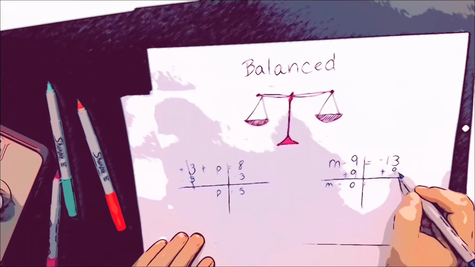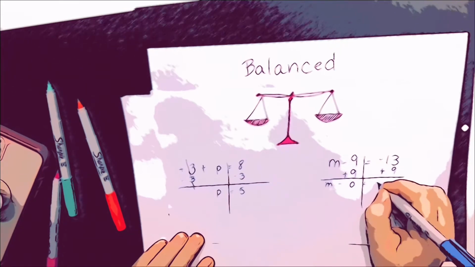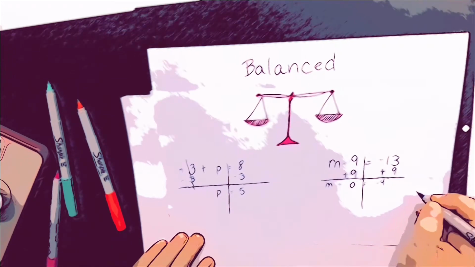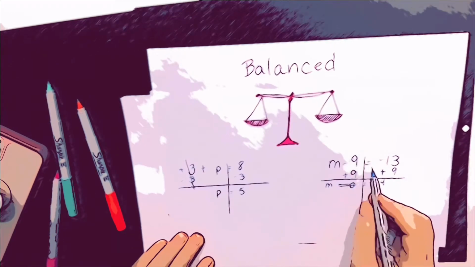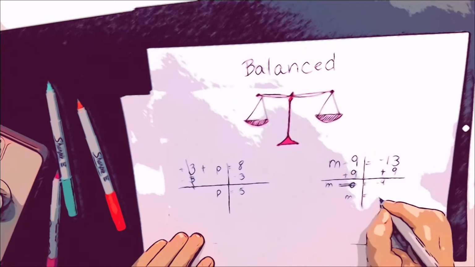13 is bigger than 9, and it's negative. So my answer is going to be negative 4. Now, this minus 0 is not necessary. I can get rid of that, and I'm left with m is equal to negative 4.